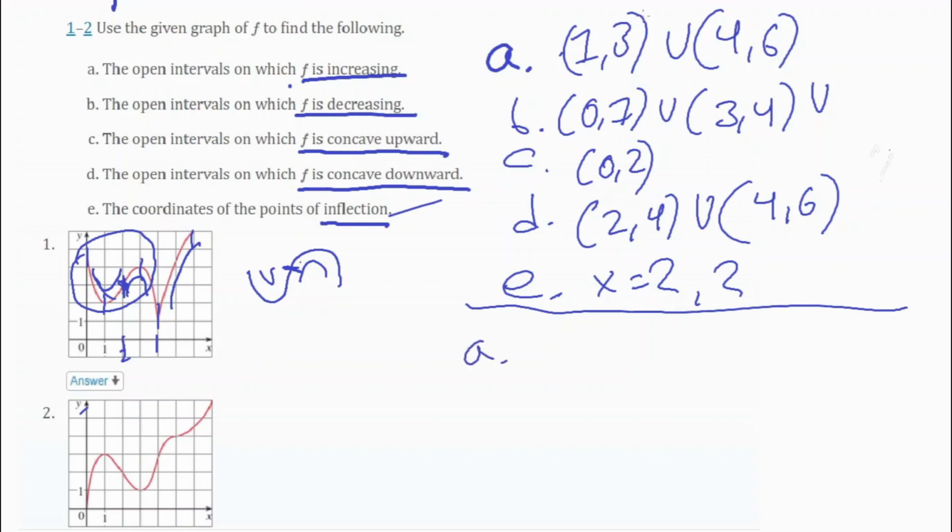So graph 2, let's look at A, which is on which open intervals is f increasing. We can see it's increasing from 0 to 1. It's increasing from 3 to 5. And it's still increasing from 5 to 7. So we could write 0 to 1, and then 3 to 5, and also 5 to 7.